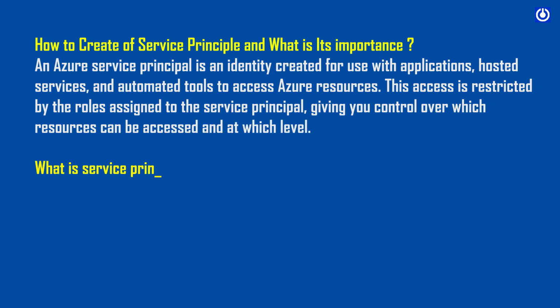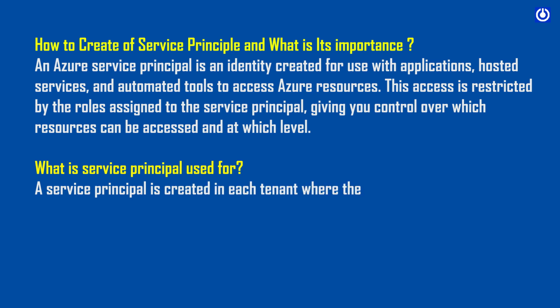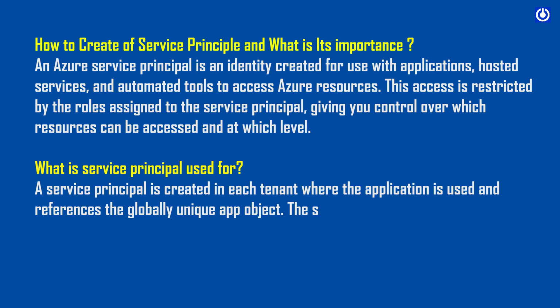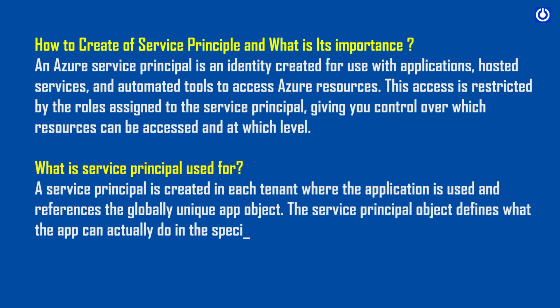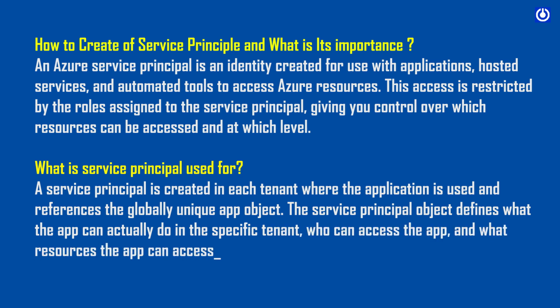What is a service principal used for? A service principal is created in each tenant where the application is used and references the globally unique app object. The service principal object defines what the app can actually do in the specific tenant, who can access the app, and what resources the app can access.